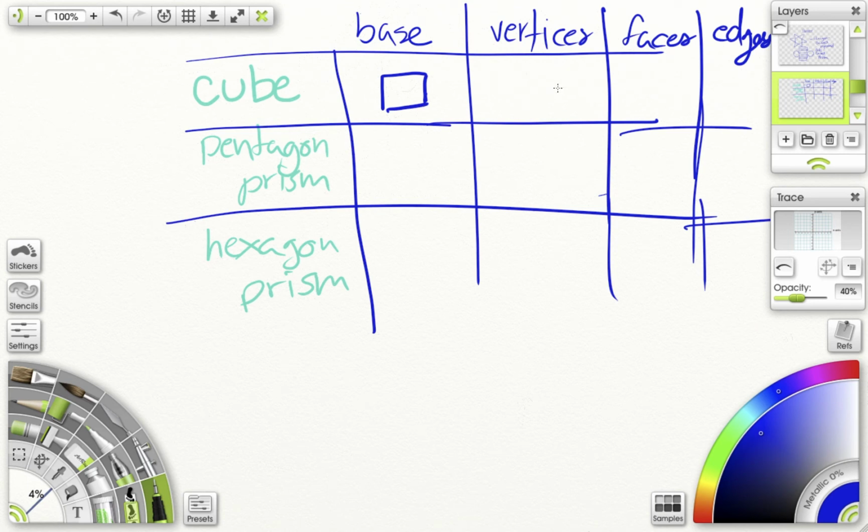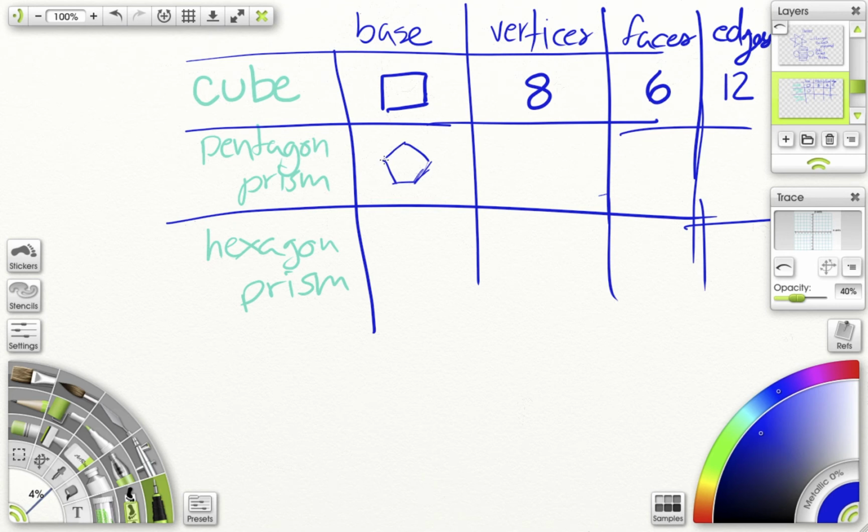How many vertices does a cube have? Remember, we counted, there were 8 vertices. How many faces? Think about the sides of a die. There are 6 faces. And how many edges does it have? It has 12. Let's look at a pentagon-based prism. So, the number of vertices for a pentagon-based prism. I will give you a hint.